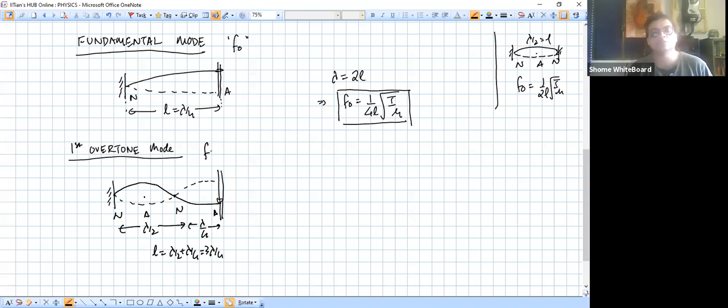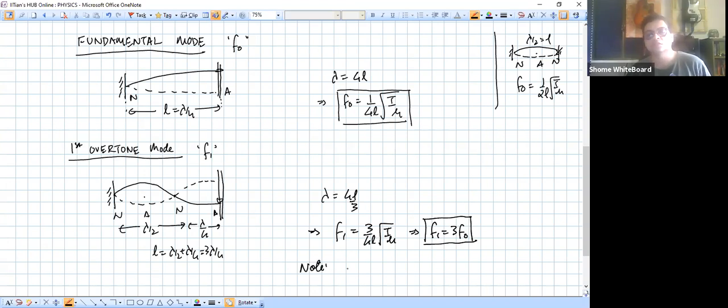So in the first overtone mode, lambda, as you can see, becomes from there. Sorry, here it was 4L, my mistake. Lambda by 4 is L, no? So lambda is 4L. And here 3 lambda by 4 becomes L. So lambda becomes 4L by 3. So correspondingly, the frequency becomes 3 by 4L square root T by mu. So here the frequency of the first overtone is in fact the third harmonic. And we say that the second harmonic does not exist.